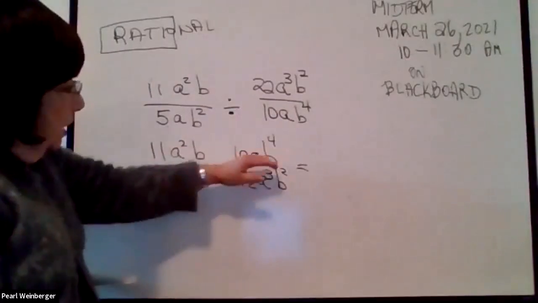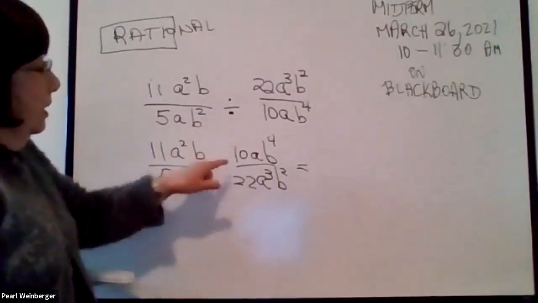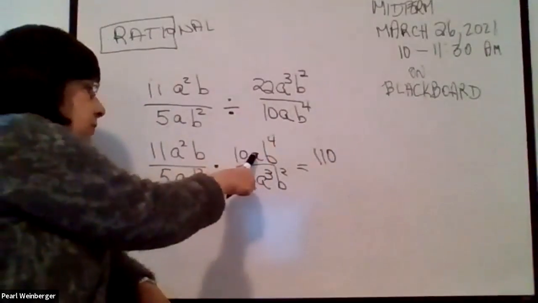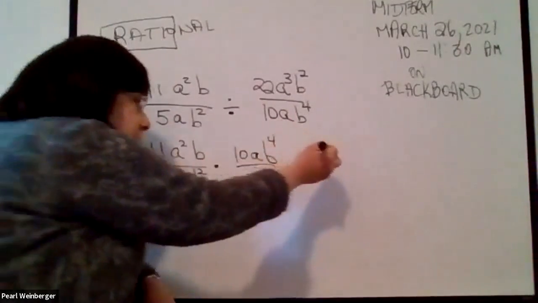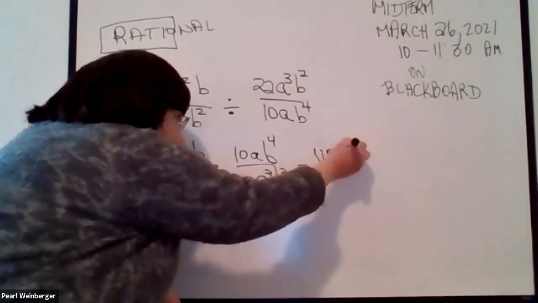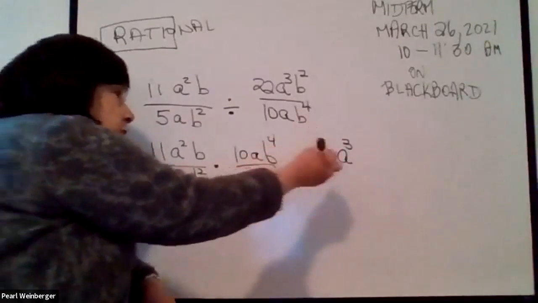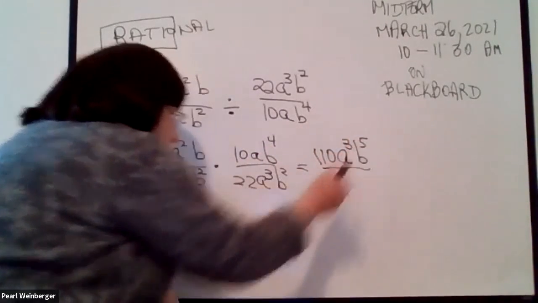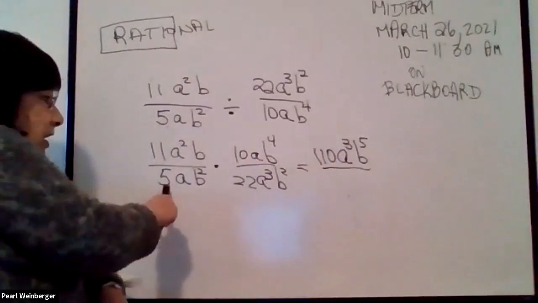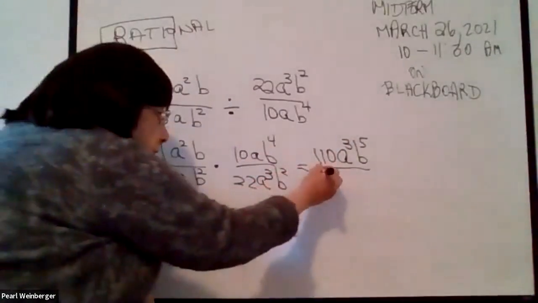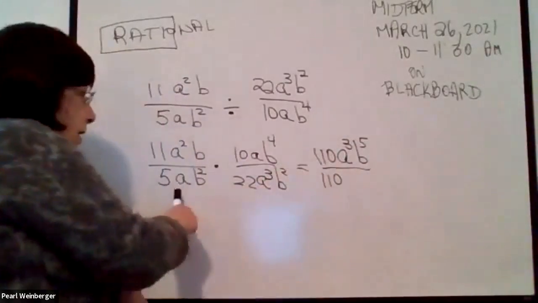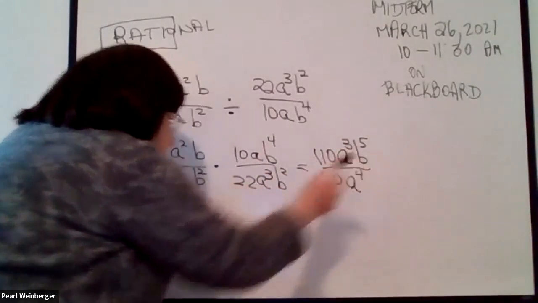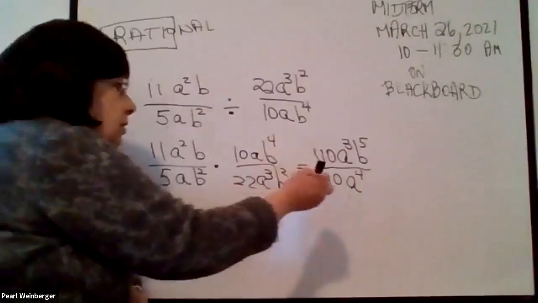That means multiply the numerators together. 11 times 10 is 110. A squared times a, remember when we're multiplying, we add exponents. That gives me a to the third. B times b fourth is b fifth. And in the denominator, he did 5 times 22, which is again 110. A times a squared is a fourth. And b squared times b squared is b fourth.